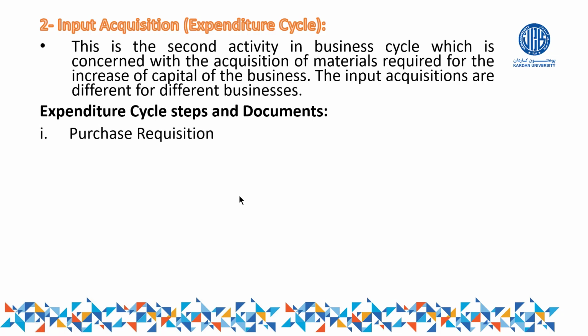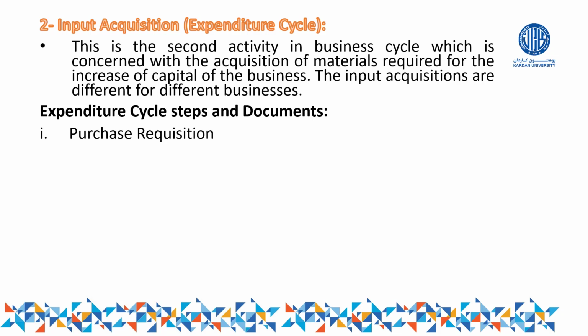These are the points. In order to go for the expenditure cycle, point number one is, of course, we have to go for purchase requisition. What is purchase requisition? Basically, it is explained in the next slides, but I want to explain it from here itself, but you guys can go to the next slide and read it. Purchase requisition is a request from other departments to the purchase department to purchase a particular product.